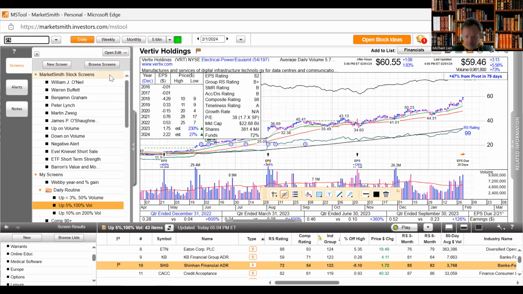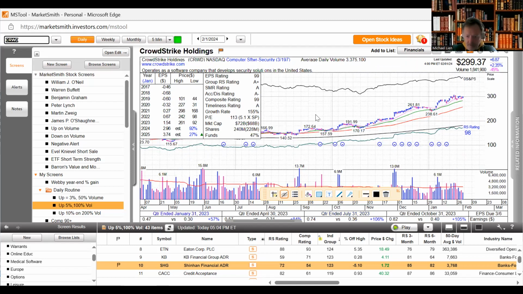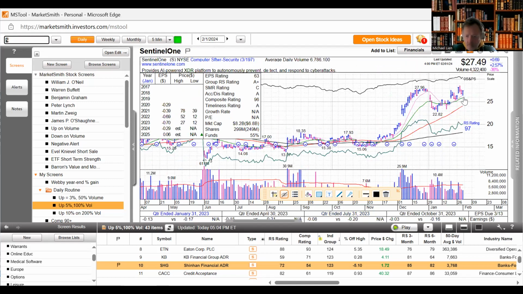Zscaler went up about 1% today after pulling back to its 20-day moving average. We'll continue to watch this. And we'll look at Crowd, definitely the leader. Went above 300 after hours. It's just got a nice tight area right around 300. Pulled back to the 10-day moving average and then bounced back today. Look at Palo Alto Networks and Sentinel, a recent IPO, continues to do well.